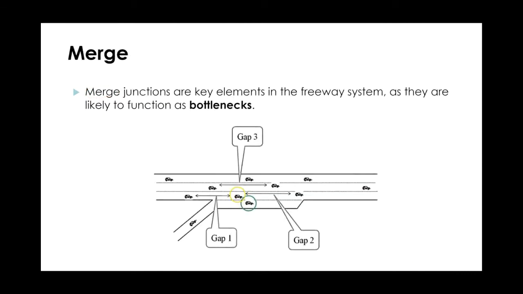As I said, merge segments or merge junctions are a key element in the freeway system, as they're usually a trigger for bottlenecks. They're likely to function as bottlenecks. Why is that? If you have traffic on the main line, and then some traffic comes from the merge, they have to change lanes, and because they usually change lanes at lower speed, the vehicles on the main line, when they get to the merging stream, have to slow down. And because of that slowing down behavior, a bottleneck will get created and congestion may back up.